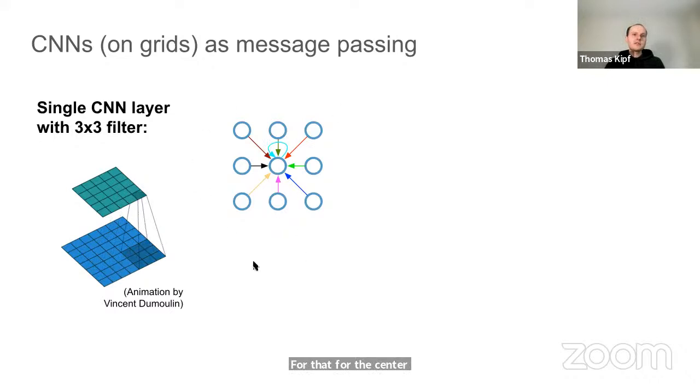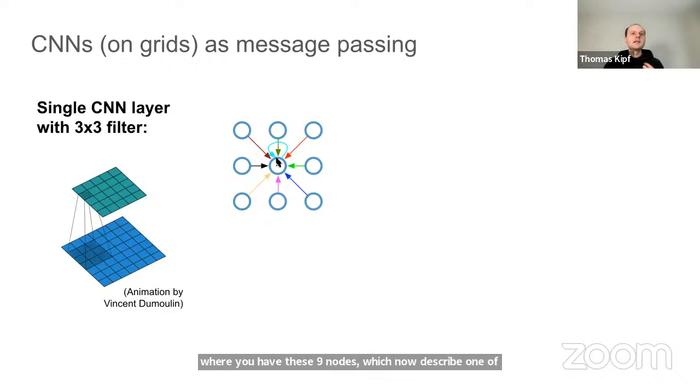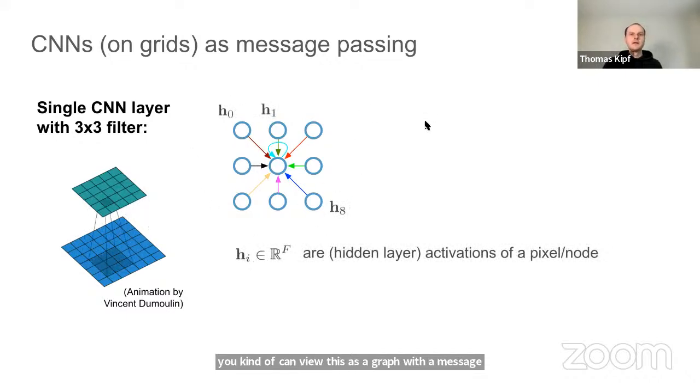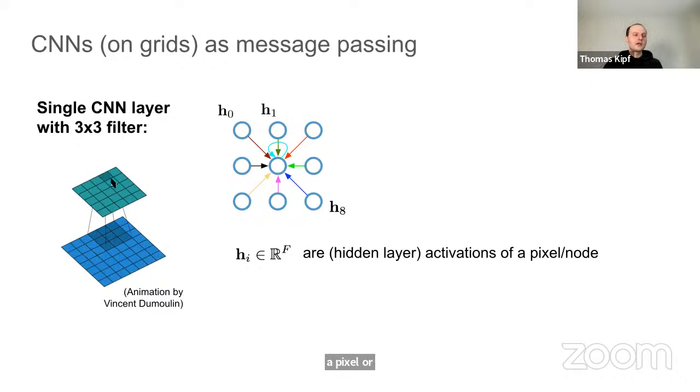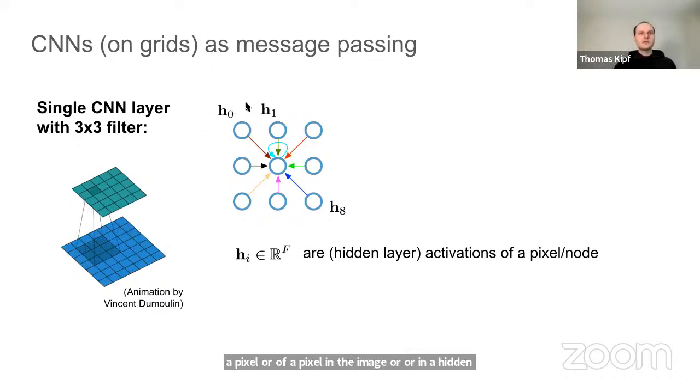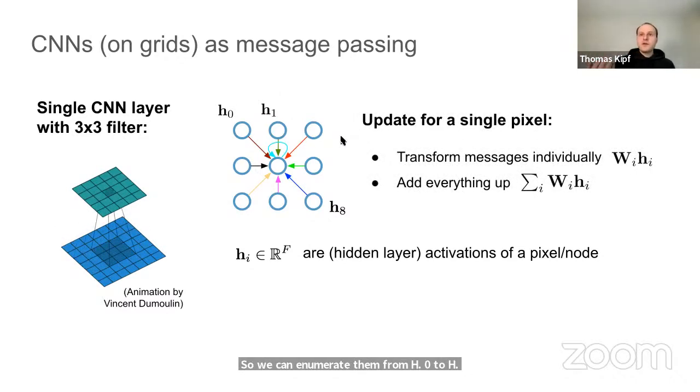And so this is also represented here on the right-hand side, where you have these 9 nodes, which now describe one of these local neighborhoods, and the center pixel, which is updated. And I'm already drawing the arrows here, which is basically how the information flows. So you can view this as a graph with a message passing operation. And now we just introduce a notation for each of these nodes, which are basically the activations of a pixel in the image or in a hidden layer. So we can enumerate them from H0 to H8 for all the 9 nodes. And then we can compute these updates for every single pixel in this graph representation.